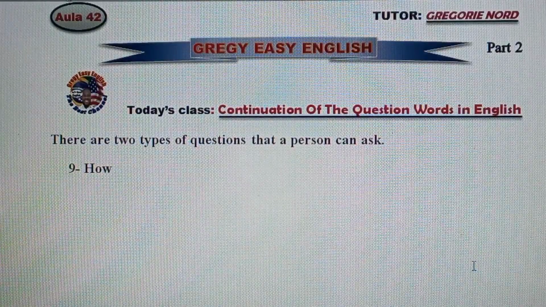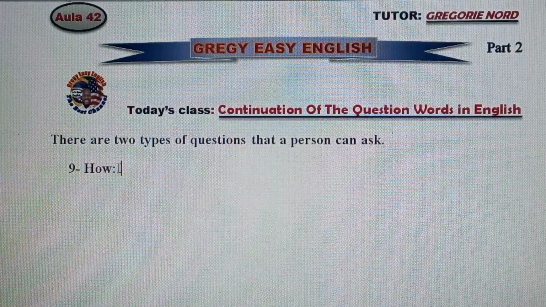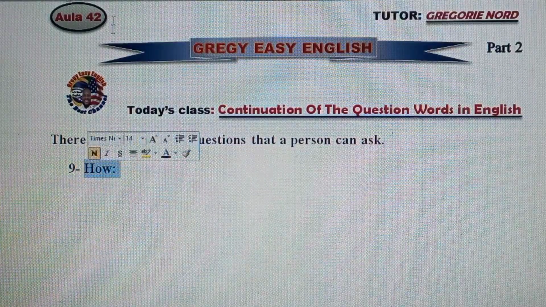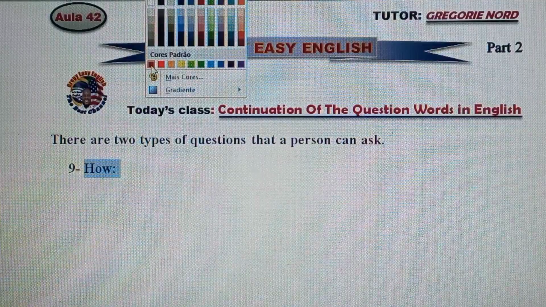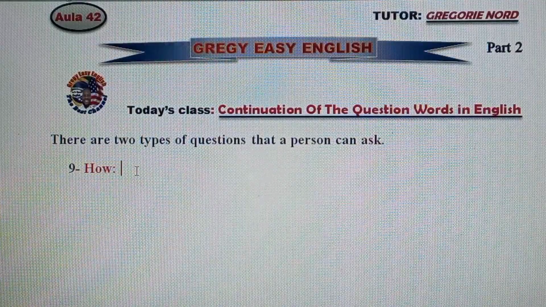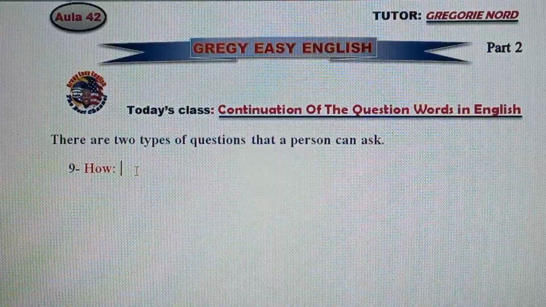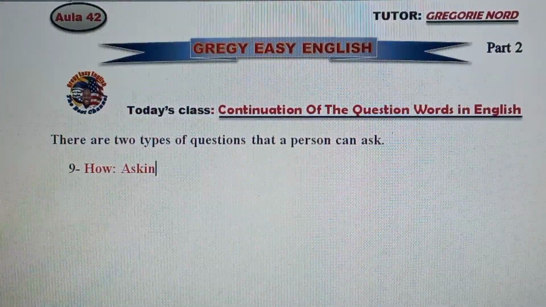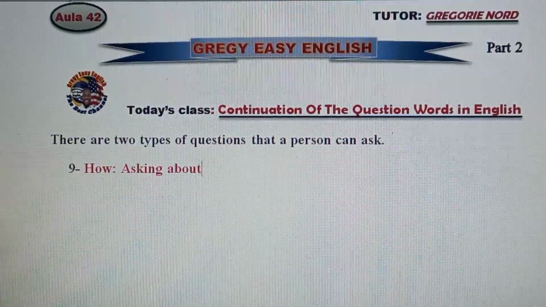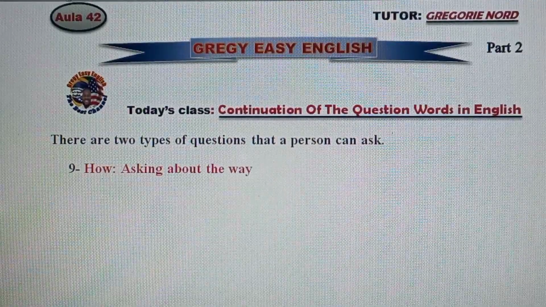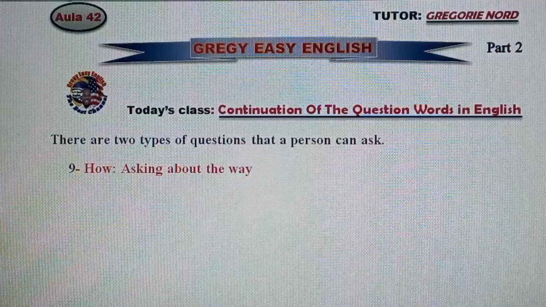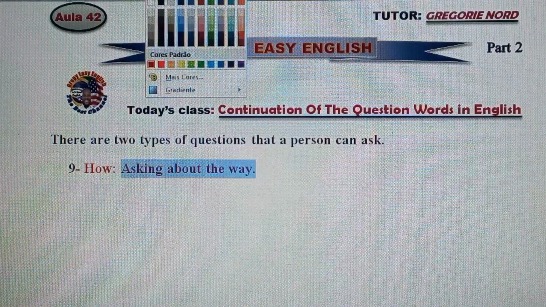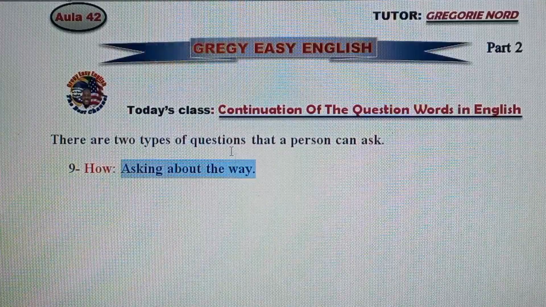Okay, guys. Now, let's see how we use the question word how in English. How, asking about the way. How, the question word how, asking about the way.